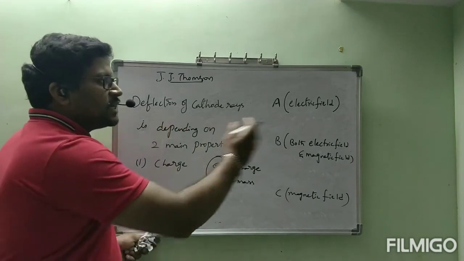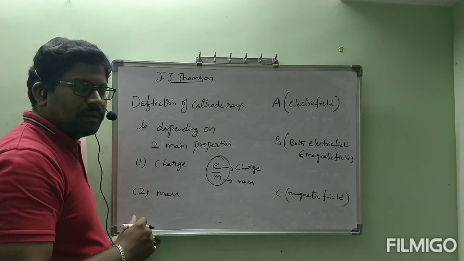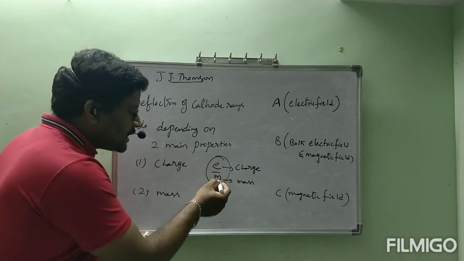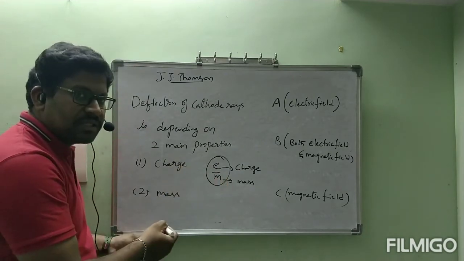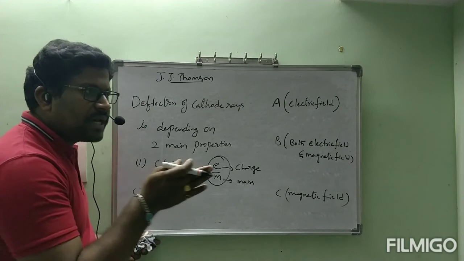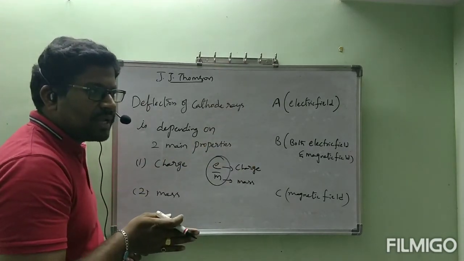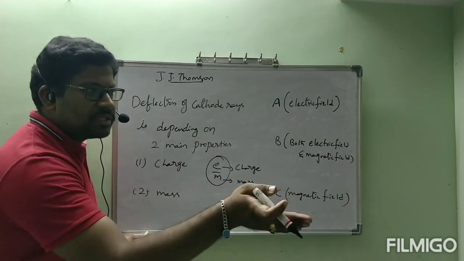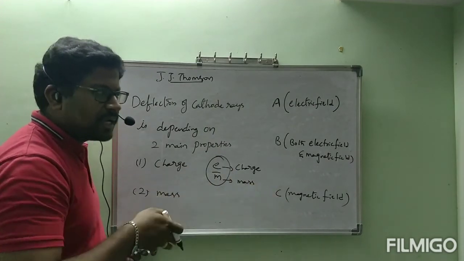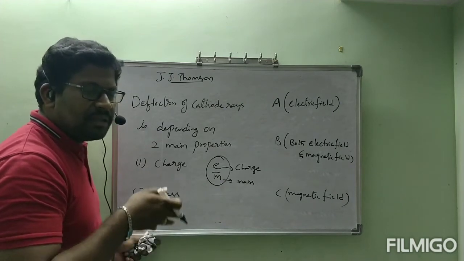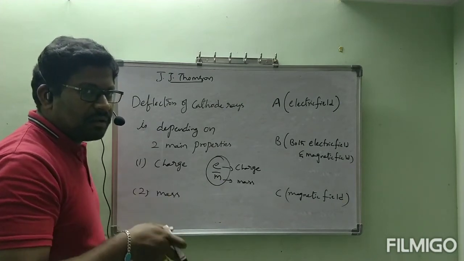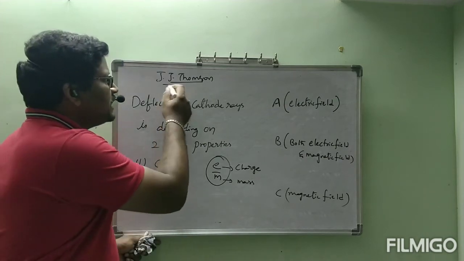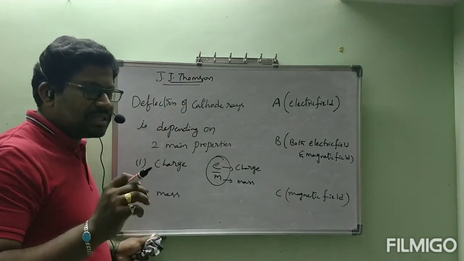Okay, now we have already considered deflections. Those deflections are depending on charge and mass. So with what angle does the deflection happen in presence of electric field? With what angle does the deflection happen in the presence of magnetic field? With what angle does the deflection happen in the presence of both magnetic field and electric field? These are all calculations done by scientist J. J. Thomson. That many major calculations are not required.